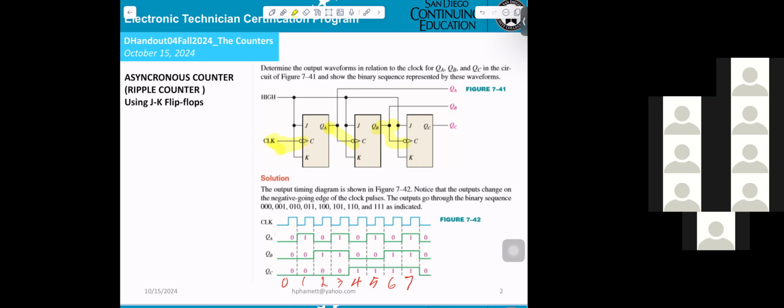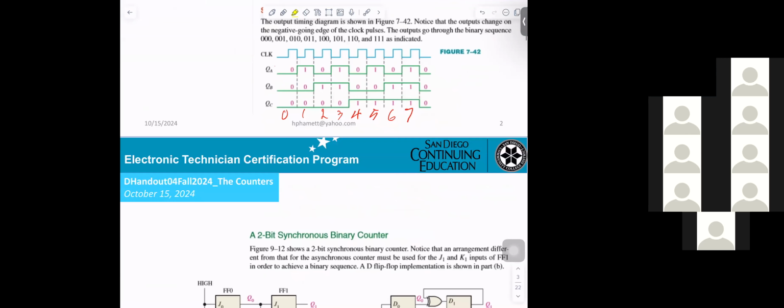Normally, you can work up to 4 flip-flops. That means they will be counting from 0 to 15. Like with 3, 2 power of 3 will be 8. However, you start from 0, so they go from 0 to 7.